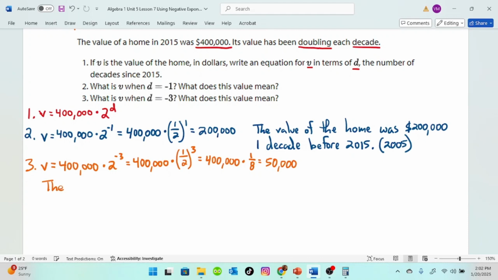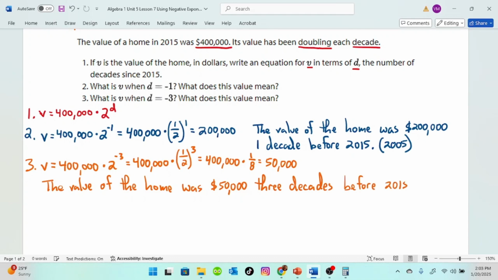And they ask us what this value means. It means the value of the home was $50,000 3 decades before 2015, also known as 1985.